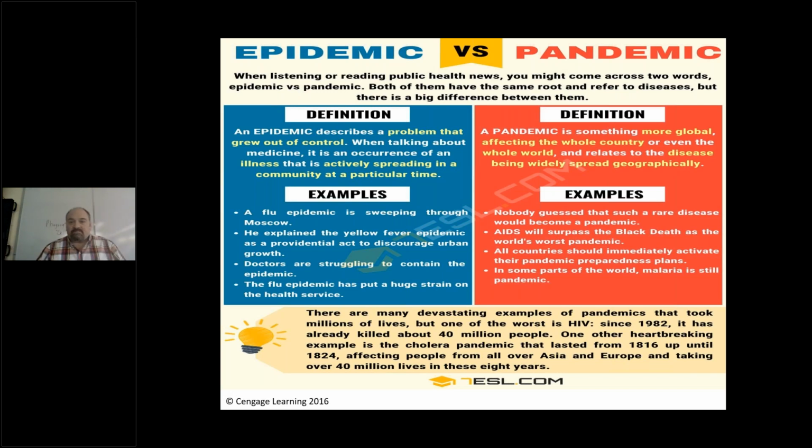In the red there with the white and yellow writing, it's global pandemic. Affecting a whole country or a whole world relates to the disease being widely spread geographically. Interesting here, they'll say that the flu would be more of an epidemic. So an epidemic is a problem that grew out of control. In medicine, it's an occurrence of an illness actively spreading in a community or at a particular time. So flu, epidemic; pandemic, worldwide.